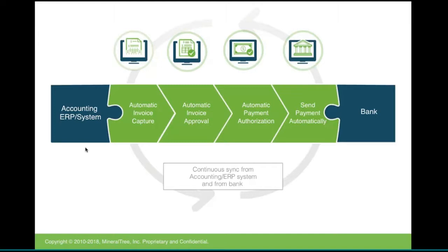From the capture piece, what we will do is route it for approval. So this is the point where your AP person logs in to MineralTree, sees what came in, and finishes the coding on some of the bills. They review the POs that are in Great Plains because they're showing up in MineralTree, and they finish the matching process and finish up the coding. And after the coding is done, you can route it for approval to your different colleagues, and they can sign off electronically.